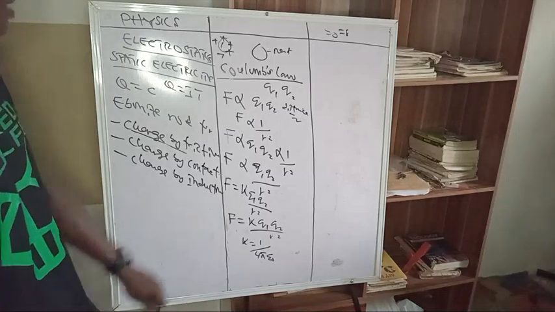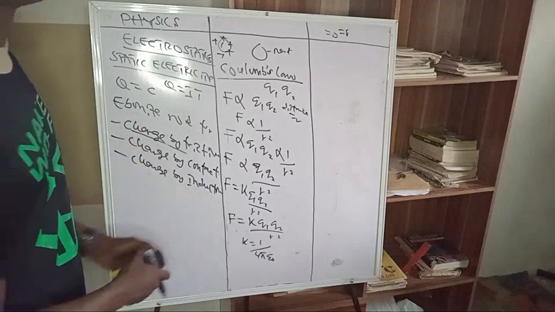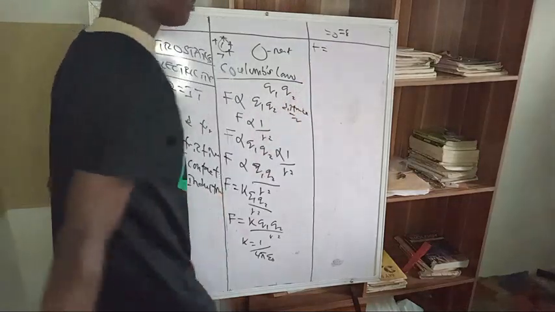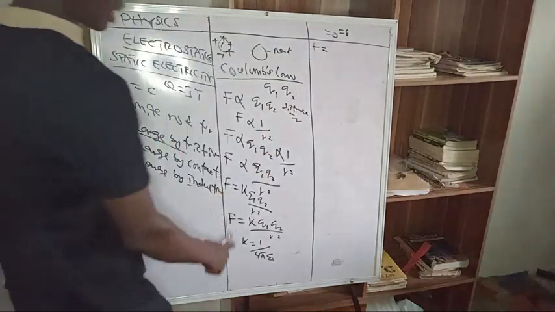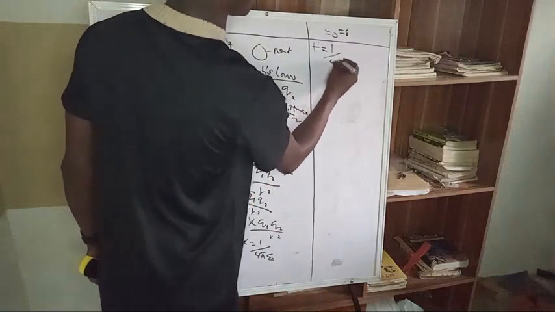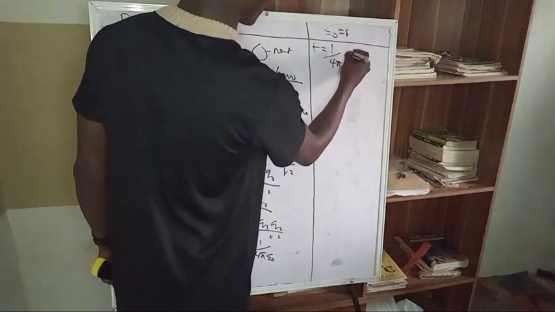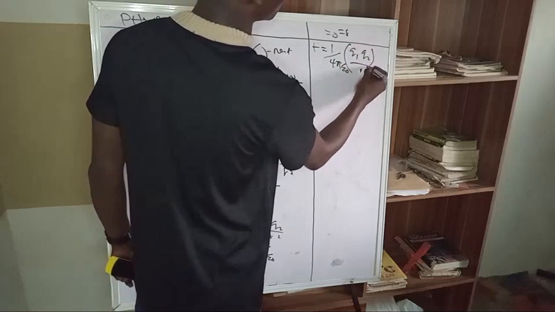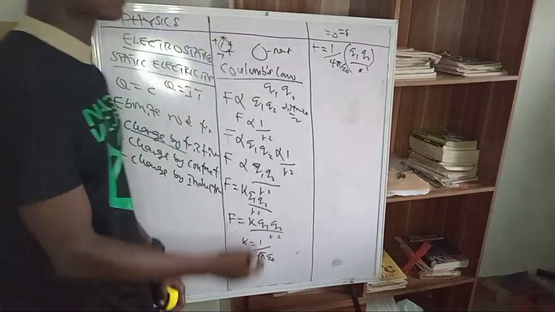So if you want to input the value of your constant in that equation, what are we going to be having? We are going to be having your force of attraction or repulsion between the two charges. Now, your case of 1 over 4 pi, so I have 1 over 4 pi permittivity, then open bracket, what is left? That is Q1, Q2 over r squared. This one is going to be the force at the end of the day.